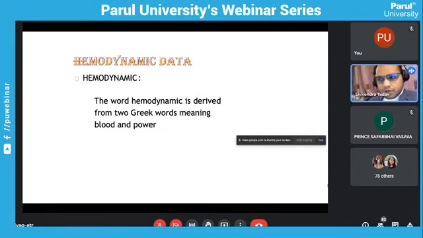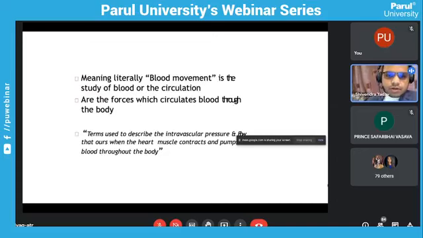Now let's come to hemodynamic data. Now we know about the transducer, what to do, what not to do, and how to troubleshoot the waveforms. Now we should know about the waveforms. The word hemodynamic is derived from a Greek word, meaning blood and power. Hemo is blood, dynamic is power. So it means blood movement, or blood circulation, which is studied.